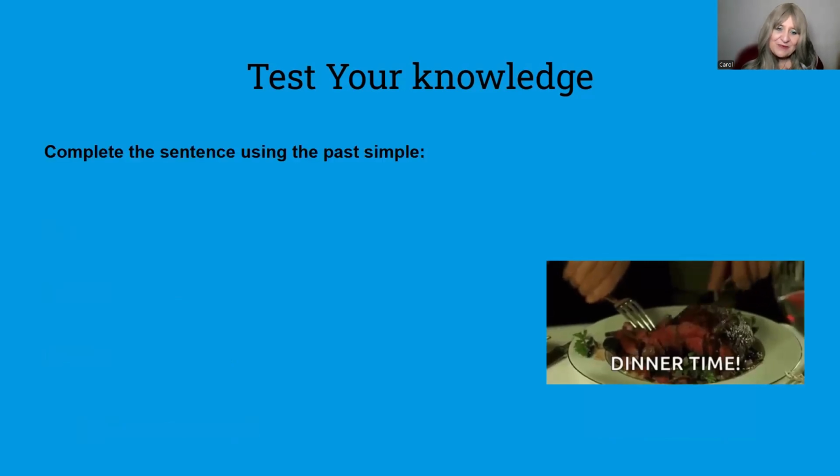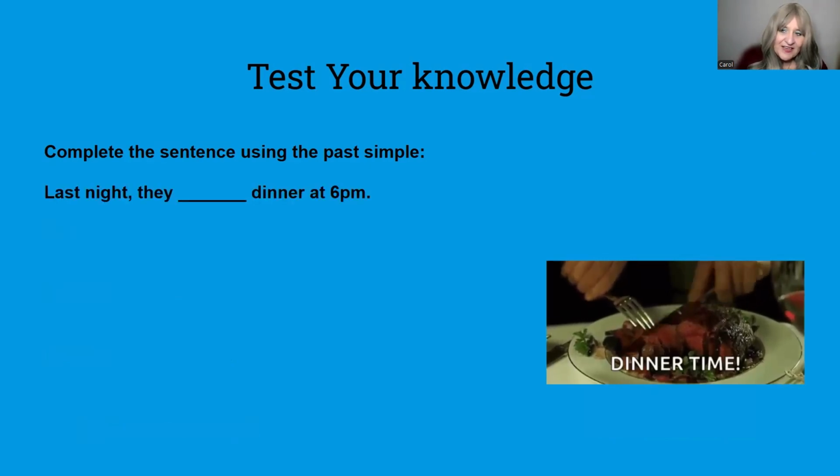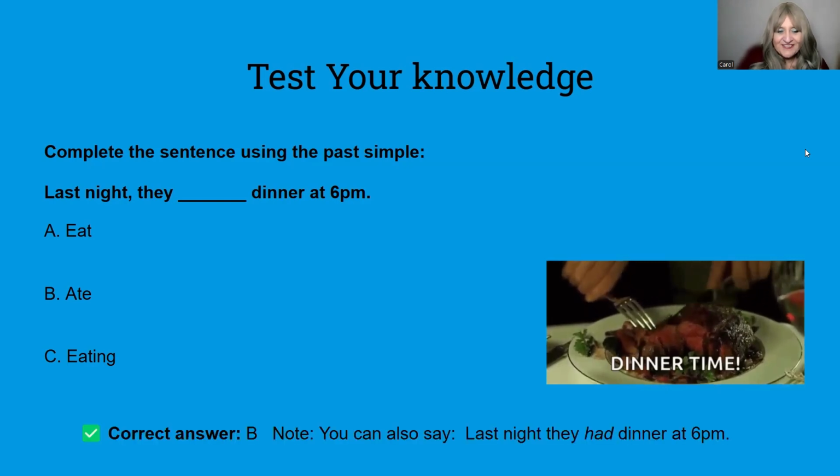Next question. Complete the sentence using the past simple. Last night they dinner at 6 p.m. So is it last night they eat dinner at 6 p.m.? Last night they ate dinner at 6 p.m. Or last night they eating dinner at 6 p.m. Of course, it's answer B. Last night they ate dinner at 6 p.m. You can also say last night they had dinner at 6 p.m. So that means the same. So ate or had dinner both mean the same.